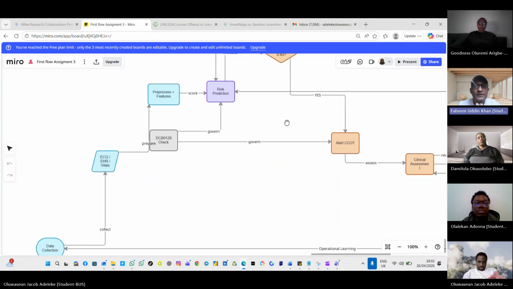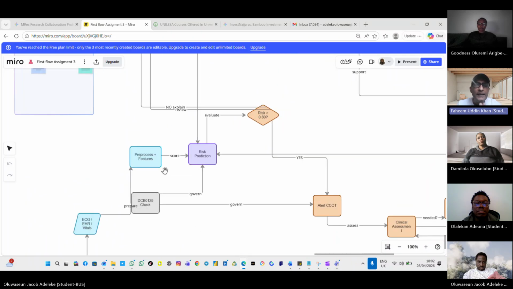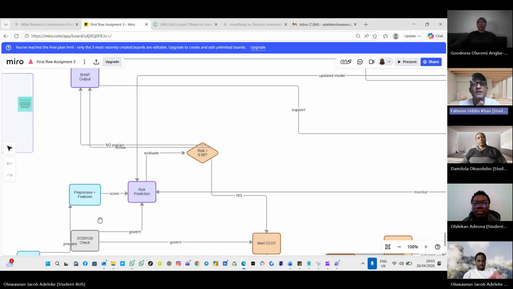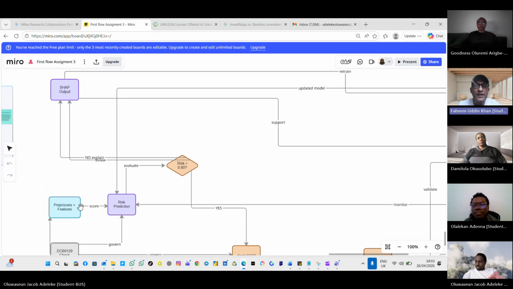Once the patient data has been safely collected, clinically validated, and governed under NHS safety standards, it is prepared for AI analysis. Before prediction can begin, the raw clinical data must first be cleaned, organized, and converted into a structured format that the AI system can understand. This pre-processing stage acts as the bridge between data collection and intelligent decision making.